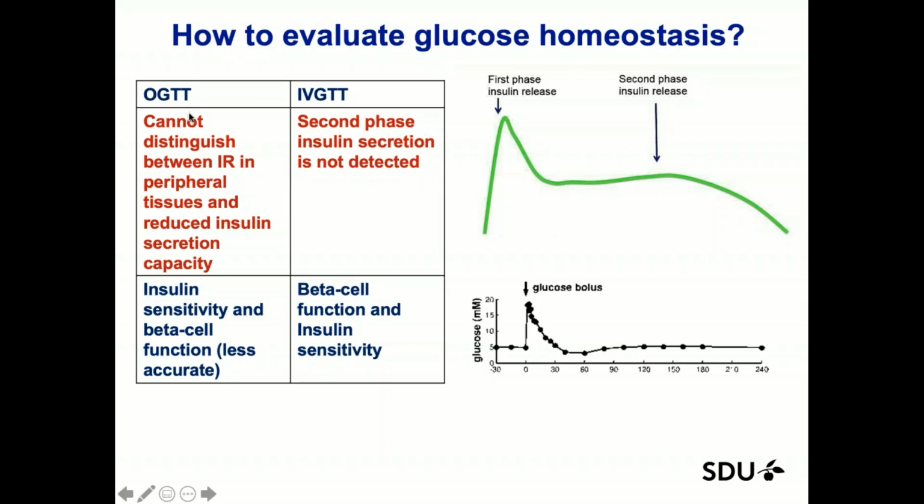One of the problems with the OGTT is that you can't really distinguish between insulin resistance in the peripheral tissues and reduced insulin secretion capacity. On the other hand, the problem with the IVGTT is, of course, that in this method you will give a glucose bolus, which means that you will only detect the first phase and not the second phase here.